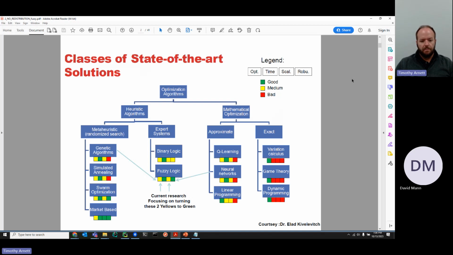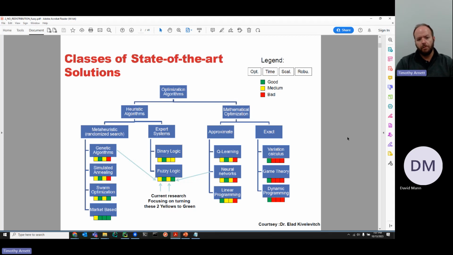Fuzzy logic is really an extension of classical Boolean logic. This slide in particular is talking about state-of-the-art solutions for a number of different things involved in the realm of what's called soft computing, including both learning algorithms and mathematical optimization, but then also things like function approximation and knowledge representation. So fuzzy logic sits somewhere in there, typically under what people call expert systems.